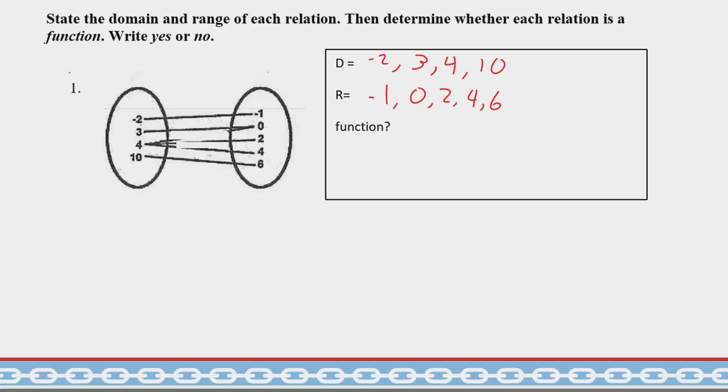Inputs and outputs. Right? So looking at functionality, is it a function? 4 produces 3 different things, right? 4 went in the machine, 0 came out. 4 went in again, 2 came out. 4 went in again, 4 came out, right? So the machine is not functioning properly. It is not a function, right? So the answer there is no. You can have multiple arrows going to a value in the range, but you cannot have multiple arrows coming off of the domain or repeated domains with different outputs.